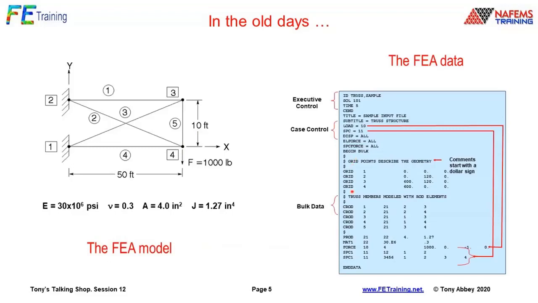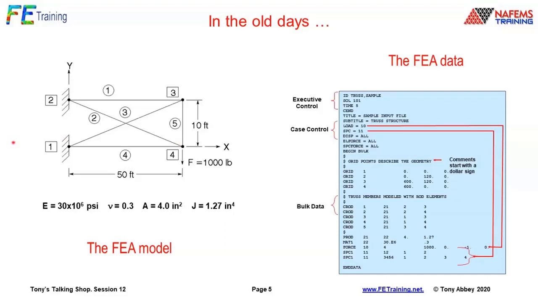We've got the nodes or grids. We've got the bulk data, loads, boundary conditions. This is what the solver needs to see. We can't explain it to the solver any other way. We need this input text file format.